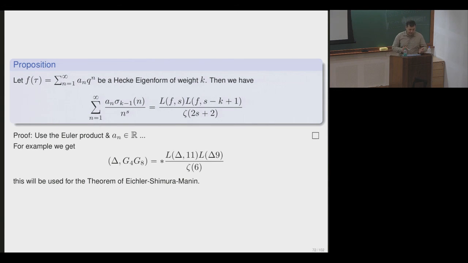So if we apply these to this kind of Petersson scalar product, we get a formula like this. And this can be even further simplified so that we get rid of this additional multiple divisor sum. And so we get some identity that will be used tomorrow.